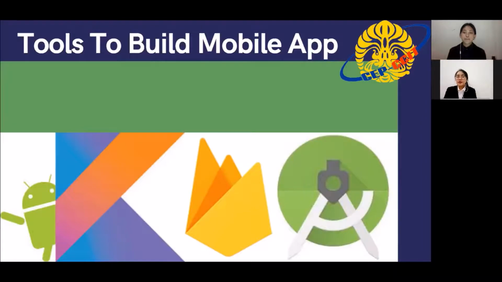Next, I'm going to explain the tools that we use to build the mobile app for Piggy Manager. First, we use Android Studio, because Android Studio is the official integrated development environment, or IDE, for Android application development. It's based on IntelliJ IDEA, a Java integrated development environment for software, and incorporates its code editing and developer tools. With Android Studio, the language that we use for this project is Kotlin.